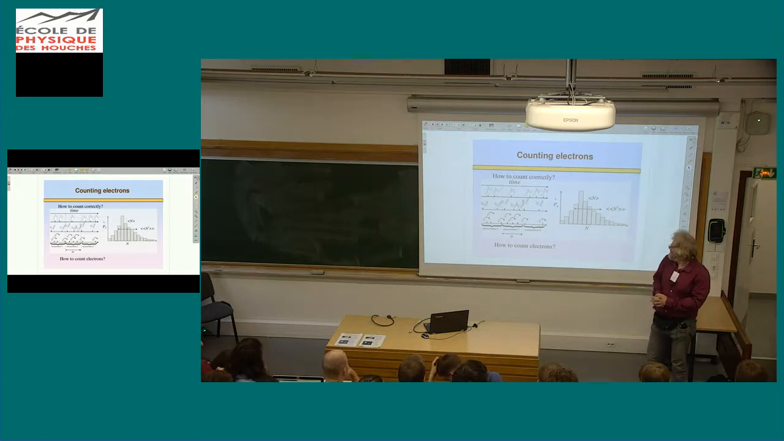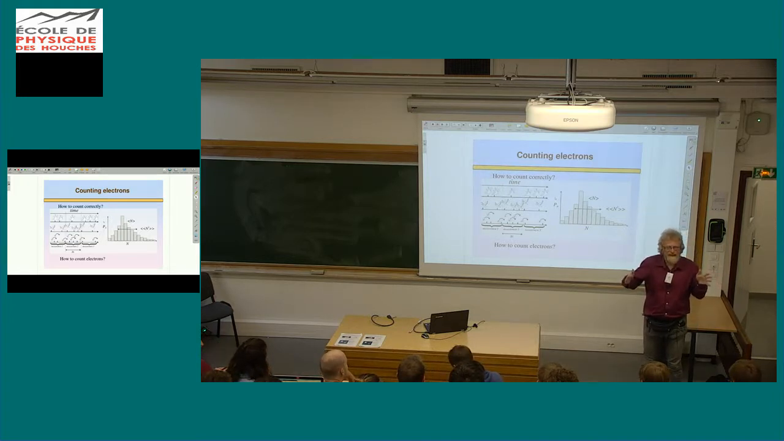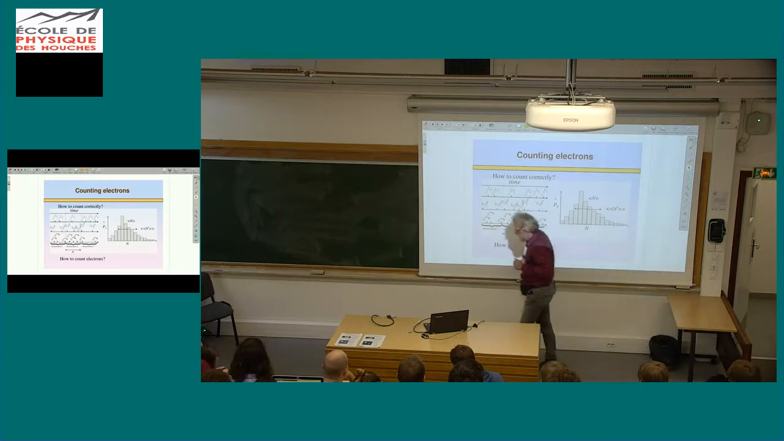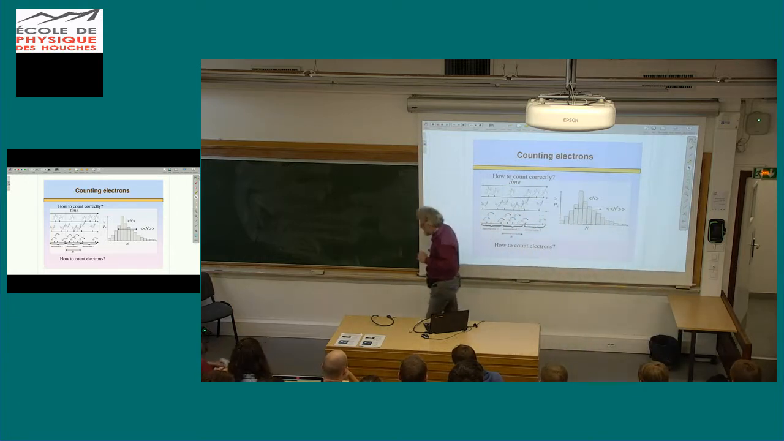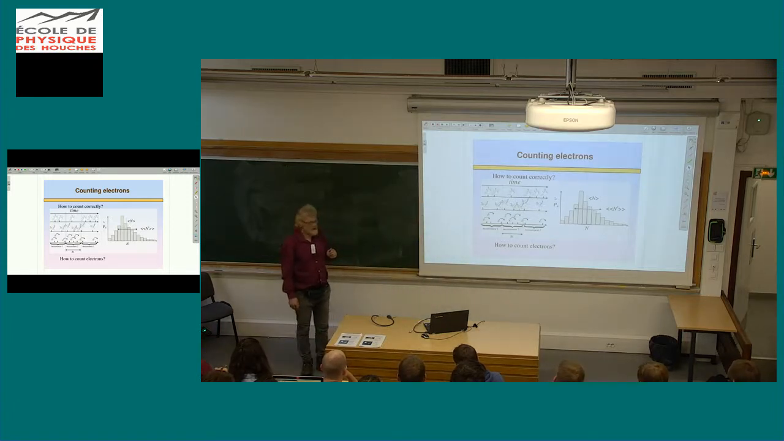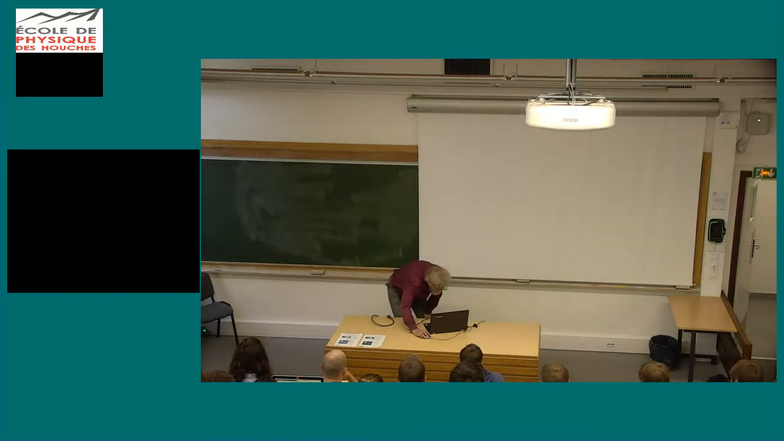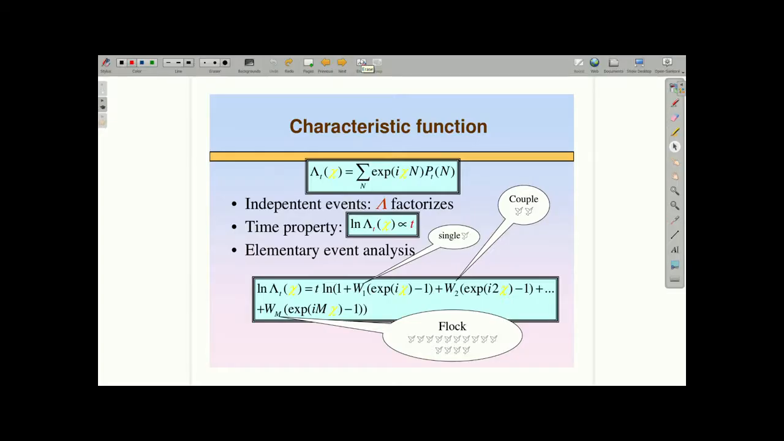All right, so time window, probability to have n, in our case, electrons, not babies born, not birds, passing a window, we just count electrons. Let us see. I need to introduce some math.